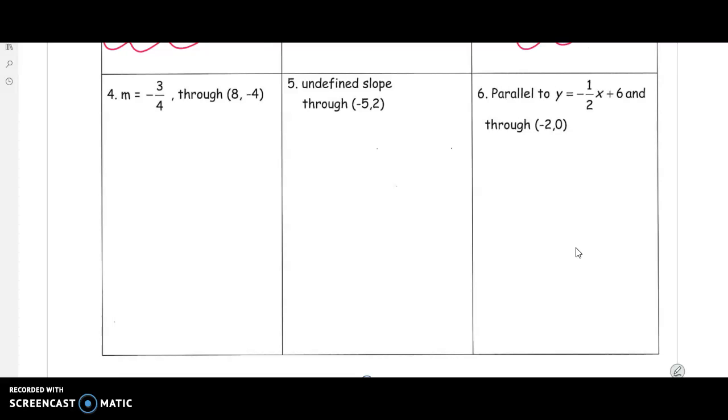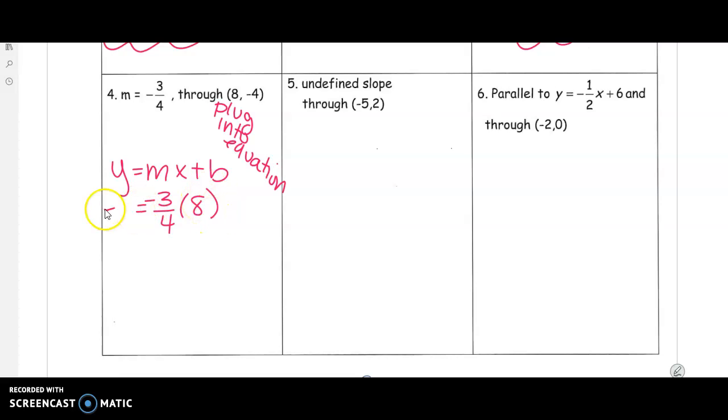Alright, number 4. Our slope is -3/4, and we're going through the point (8, -4). We're going to need to plug this into our equation. x is 8, and our y is negative 4.